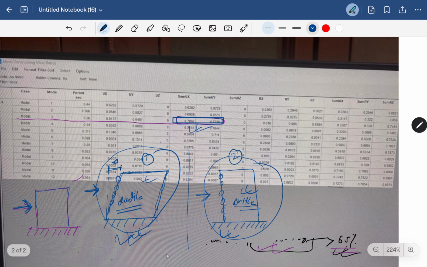This value should be greater than 65%. In this structure, our structure is participating 70% in the earthquake load. Meaning when earthquake load is applied on the structure, 70% of our structure is participating, going for the displacement, okay. So it is okay. So the meaning of this is that we check in model 3 that the participation ratio should be greater than 65%. That is the meaning of this only, okay.